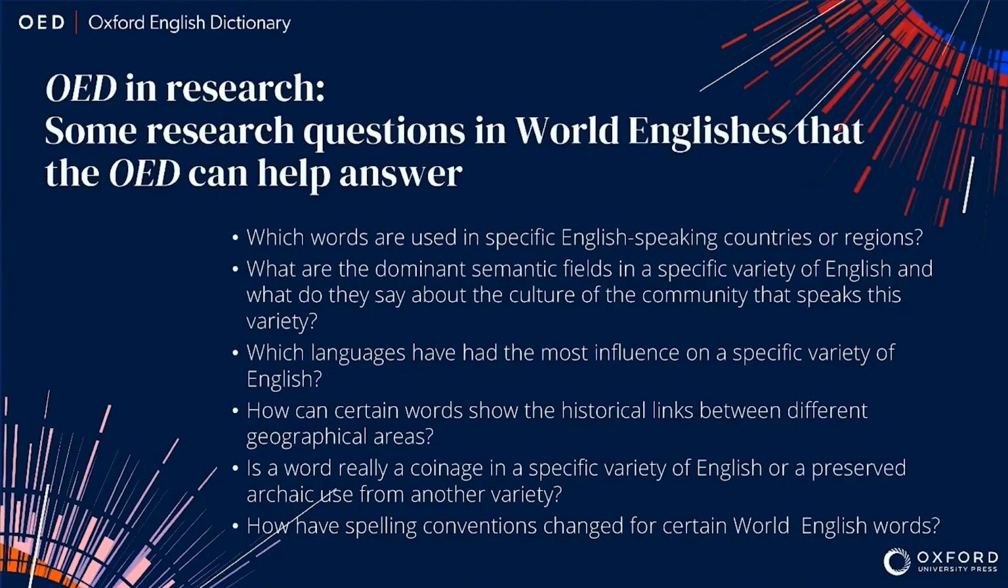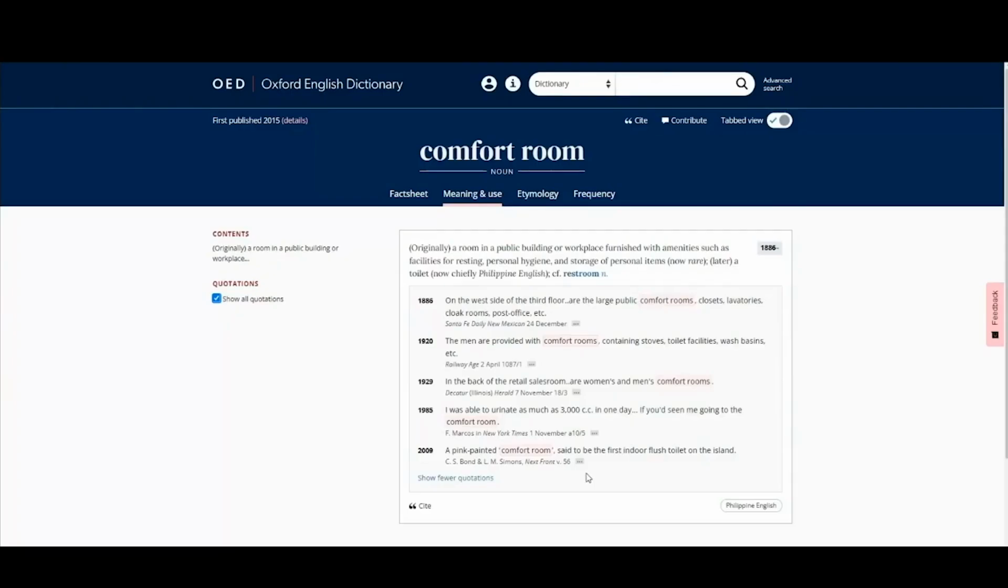Okay, next question. Is a word really a coinage in a specific variety of English or a preserved archaic use from another variety? One simple but fundamental question for lexical studies of World Englishes that can be answered by simply consulting an OED entry is whether a word or sense that has been found to be characteristic of a particular variety is indeed a new word or sense that developed within this variety.